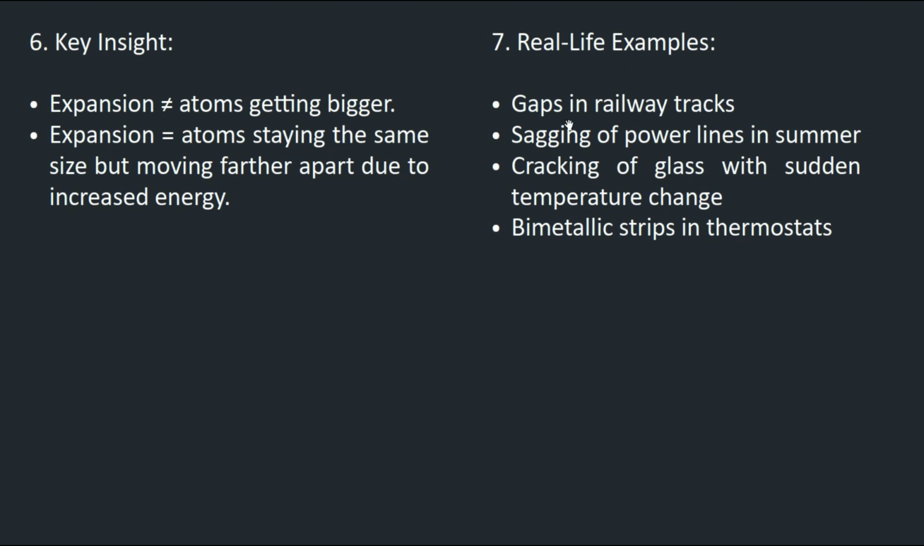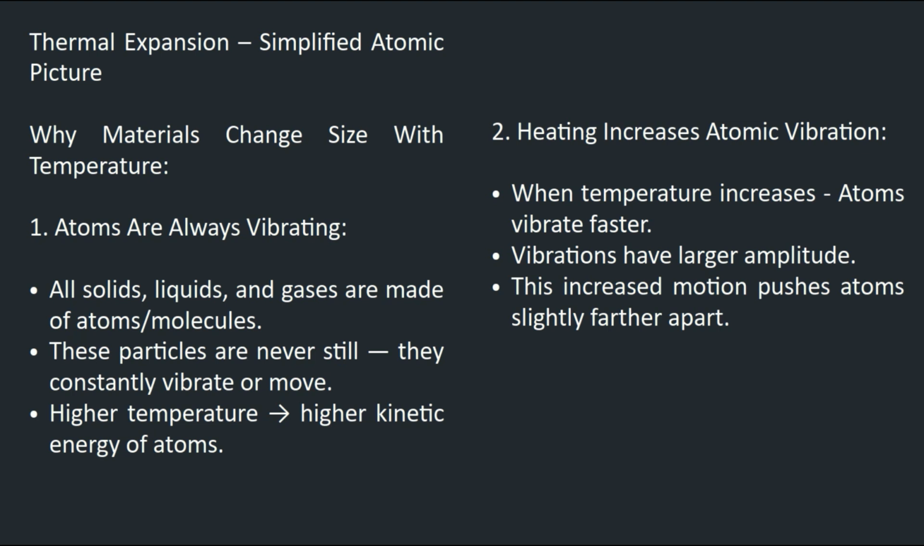Real life examples: gaps in railway tracks are needed for safety purposes, and if not, you can web search what happens. Sagging of power wires in summer, all of this you can have a look at. Bimetallic strip, which I'll be showing you. That is one thing that I'll be showing. This is a small introduction again. In detail, we'll be looking at each of these.